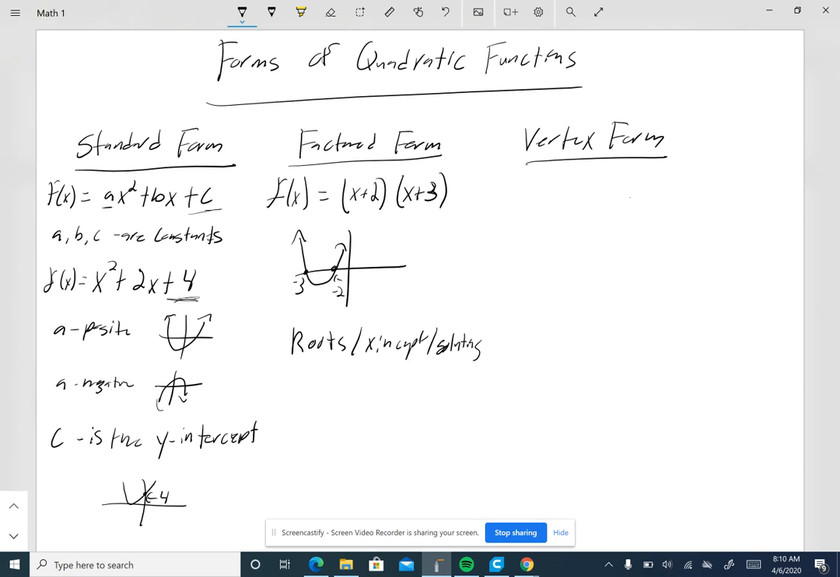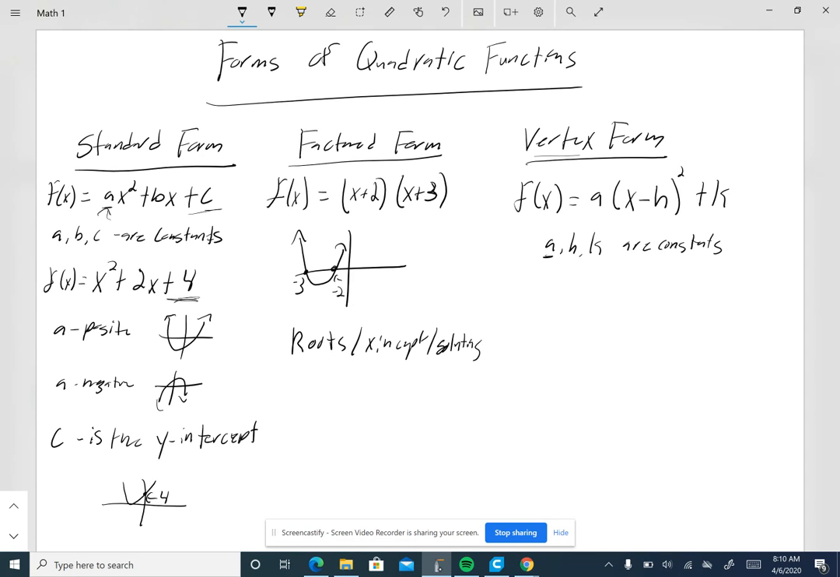And then lastly, vertex form. You guys remember what vertex is? It's where the direction changes. So take a wild guess, what do you think vertex form is going to tell us? It's going to tell us the vertex. And it looks like this: a(x minus h) squared plus k, where a, h, and k are constants. And it turns out that this a is going to be exactly the same as the a over here. So the a is the same.